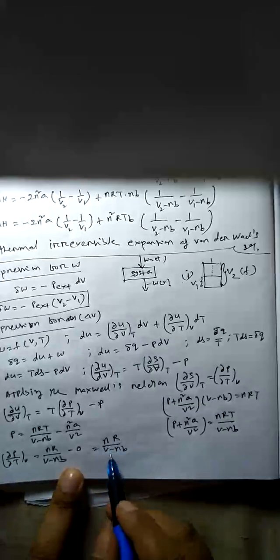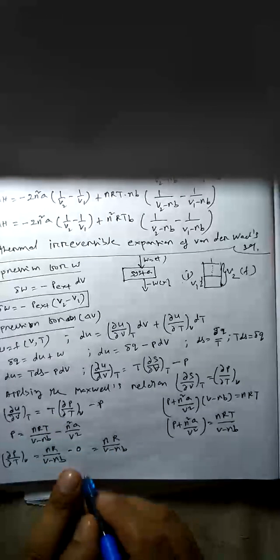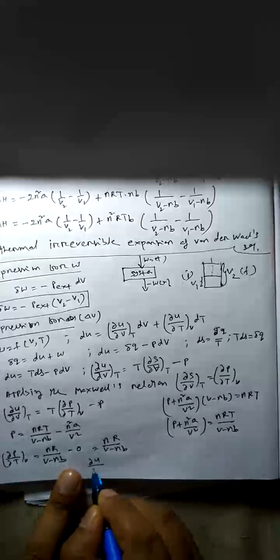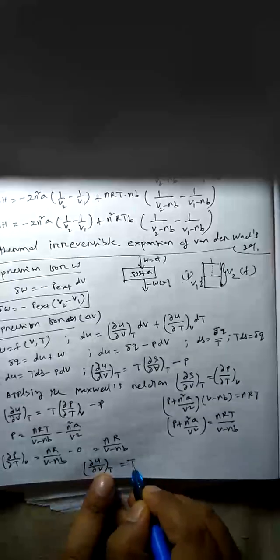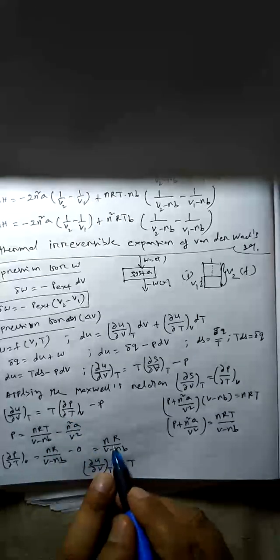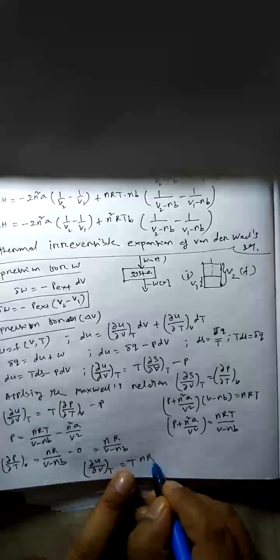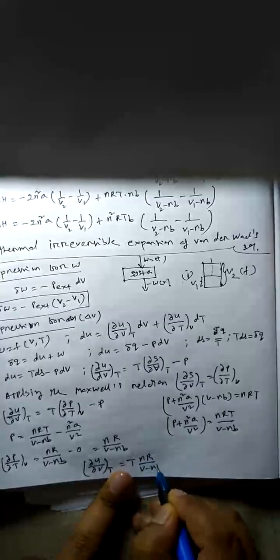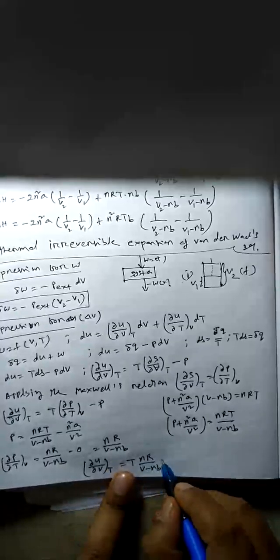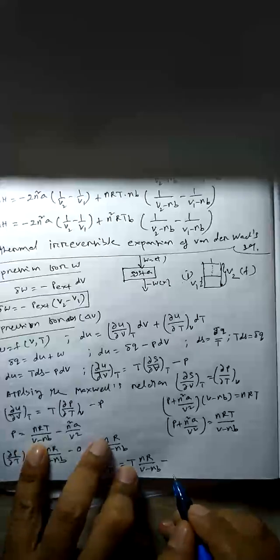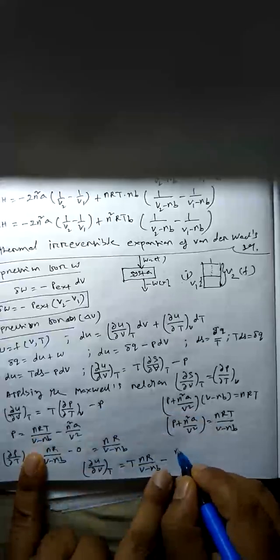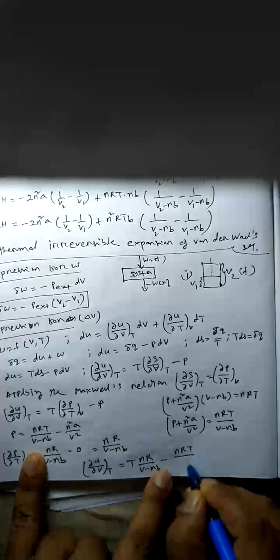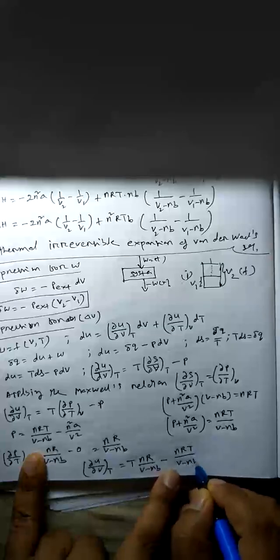Now substitute this value here. We get dou U by dou V at constant temperature is equal to T times dou P by dou T, where we put this value nR by V minus nb. Then minus P, in place of P we put this value, the van der Waals equation value, minus nRT divided by V minus nb.